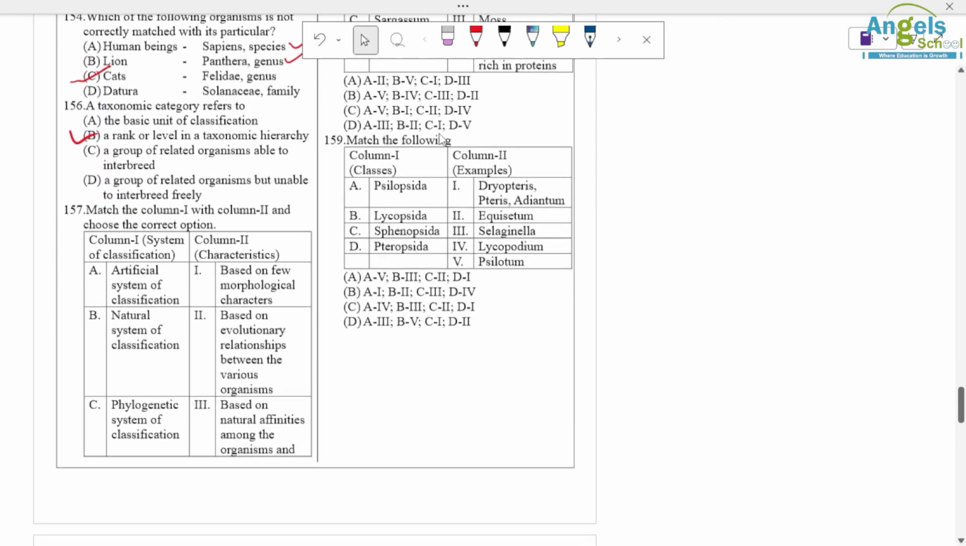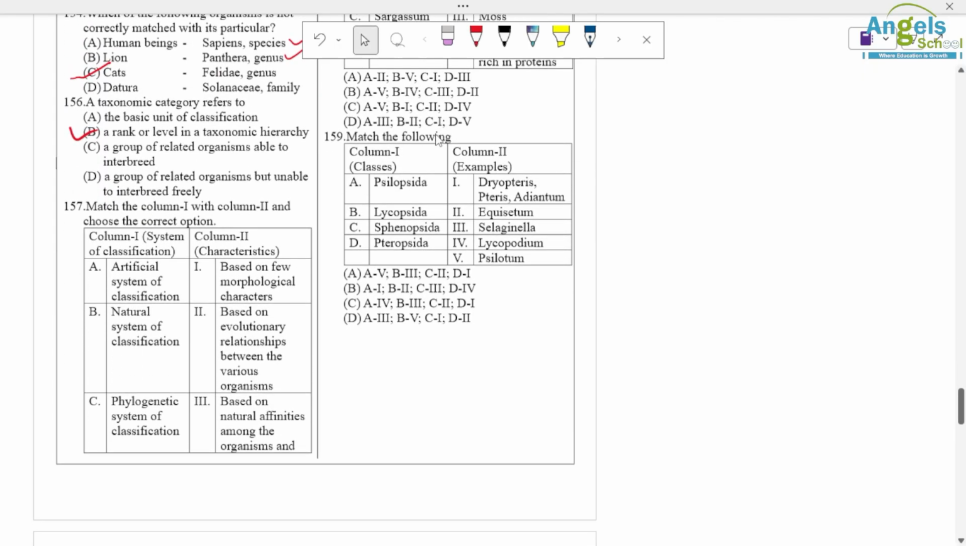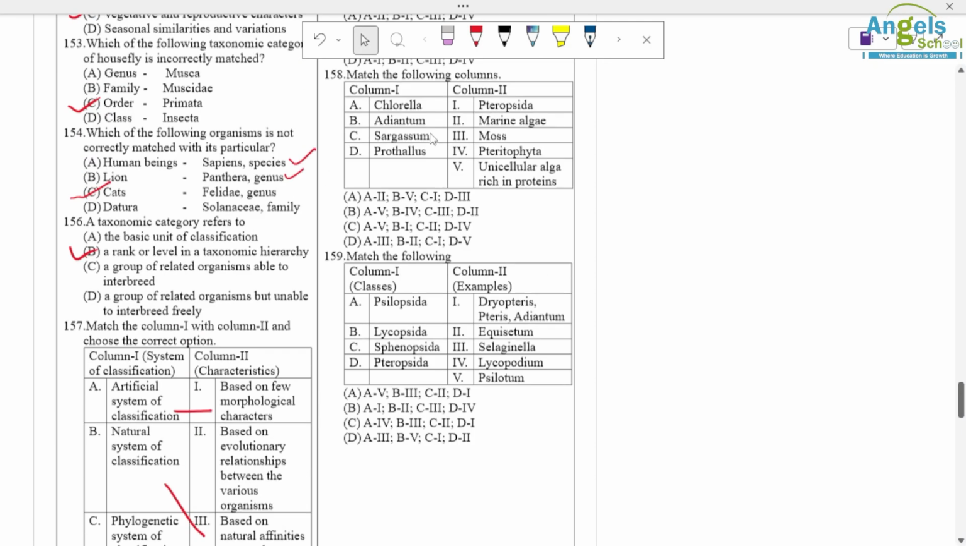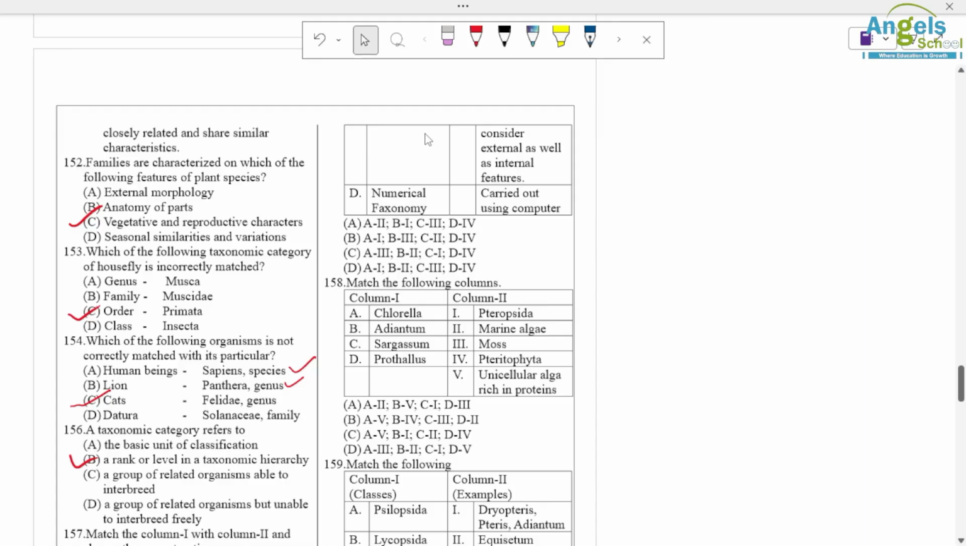Match the following. So artificial system of classification is based on morphological characters, A1. Natural system of classification is based on natural affinity among the organisms and internal features. So B3. So A1 and B3. So option B is correct.